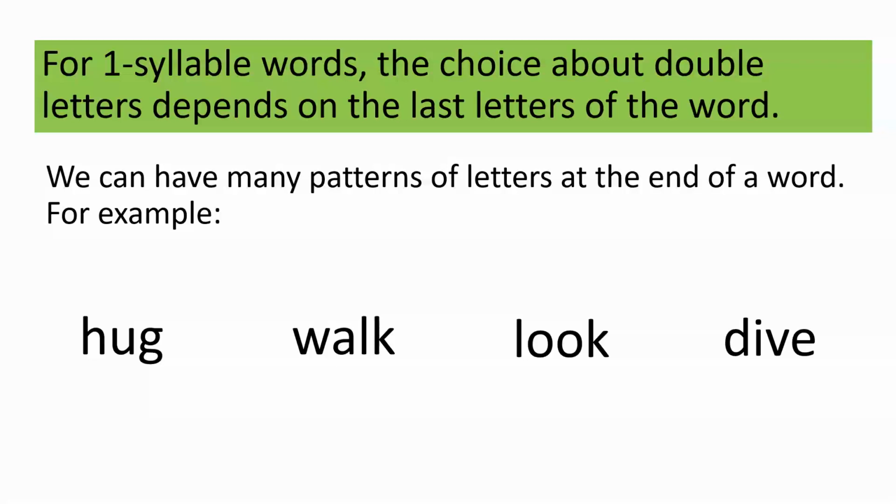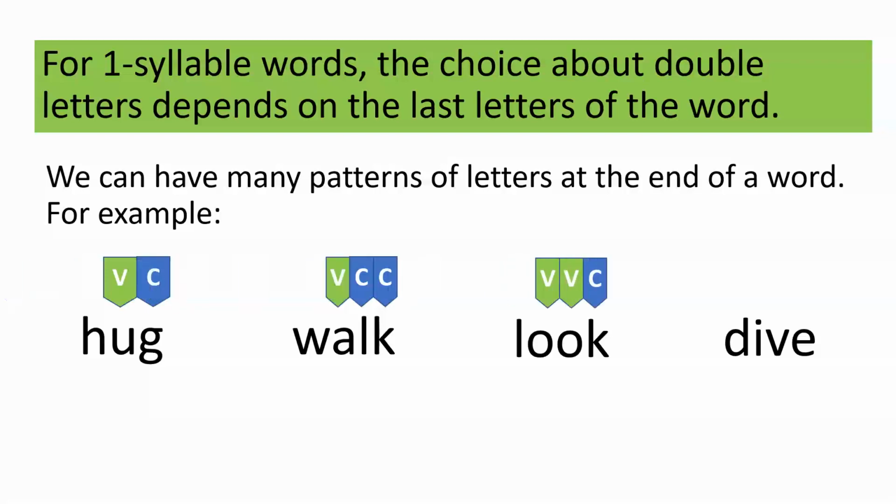And we can have many patterns of letters at the end of a word. For example, when we look at the word hug, the last letters are a vowel and a consonant. Just one vowel and one consonant. When we look at walk, we see a vowel and then consonant, consonant, because L and K are both consonants. On the other hand, with the word look, we see vowel, vowel, consonant. And with the word dive, we have this special pattern that starts with a vowel, then we get a consonant, and then we get this special letter E, the silent E, at the end of the word.